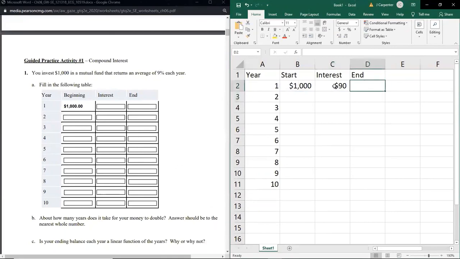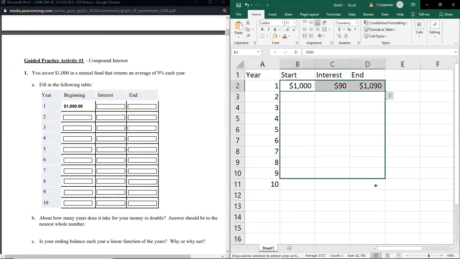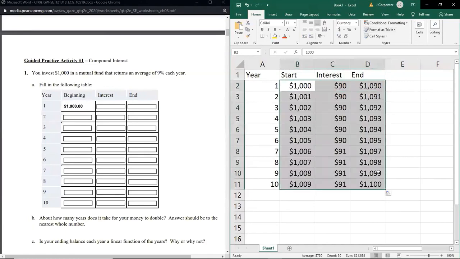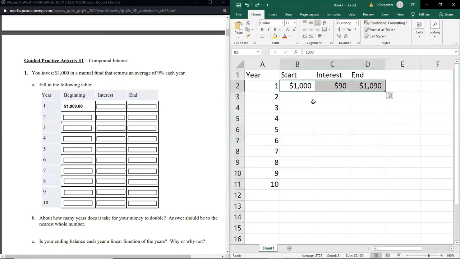The ending balance should be the sum of the start and the interest, so we go equals. And I don't need to write sum in parentheses since it's just two things, just click, plus, click. Easy as pie. There we go. Now I can't just drag all of these down from here. If I do this, those are clearly not the right answers. So what did we do wrong?